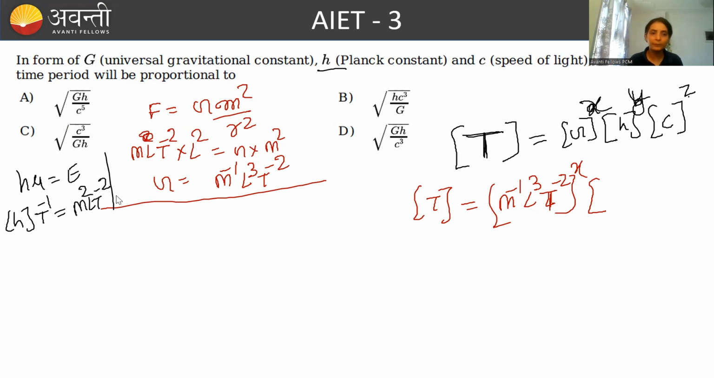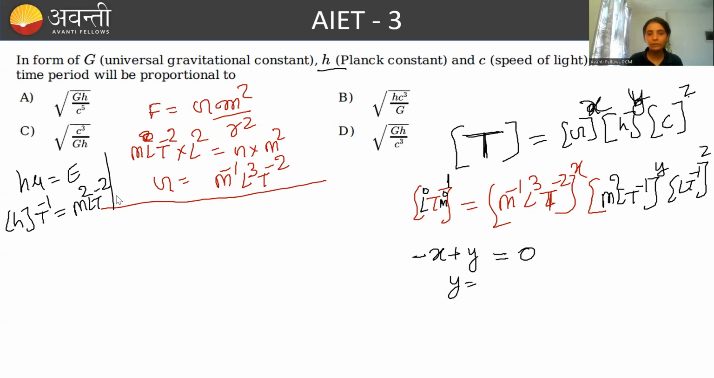ml square, t you take to this side, so ml square t^-1, right? And c is the speed of light, so speed has a dimension of lt^-1. Now equate their powers, like the power of p is here 1 and here l is 0, m is also 0. There is no other power, right? So the power of m on the RHS is -x plus y, and here there is no mass, so -x plus y is equal to 0. So y is equal to x. First equation we got something like this.